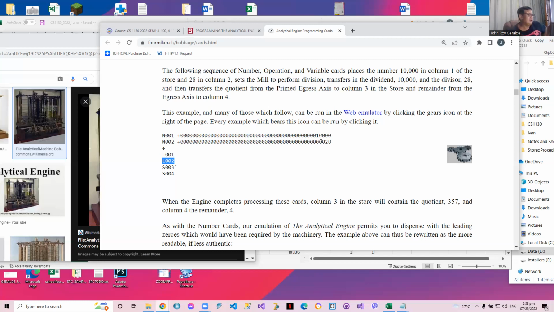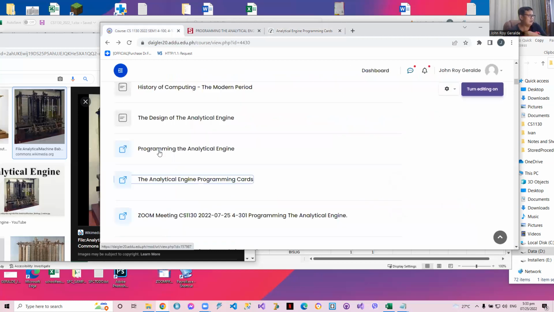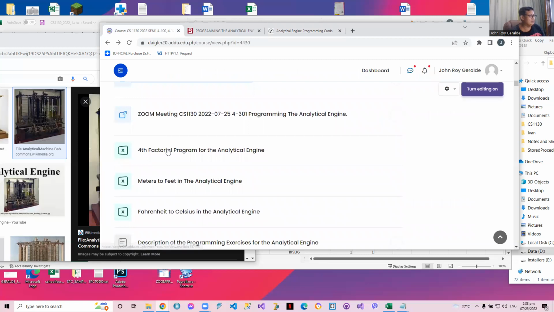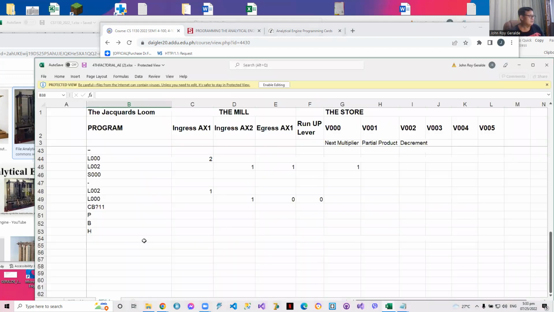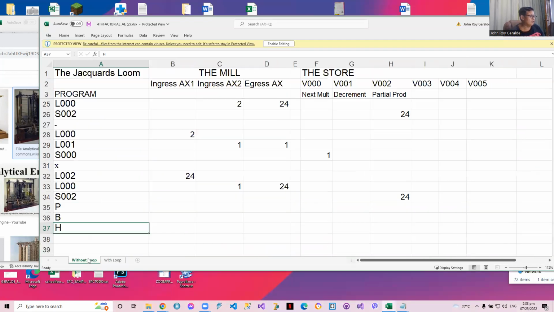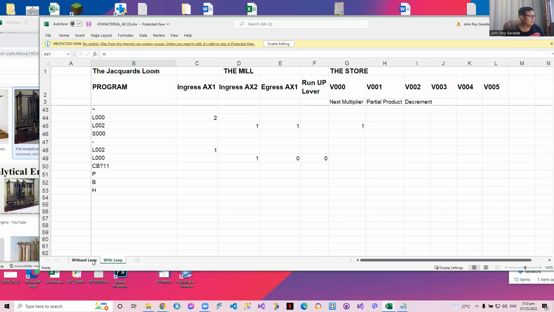Okay, I have there a sample program which is used to compute the fourth factorial. Let's try to load that. No? Okay. So there are two versions, no, of the fourth factorial, without loop and with loop.